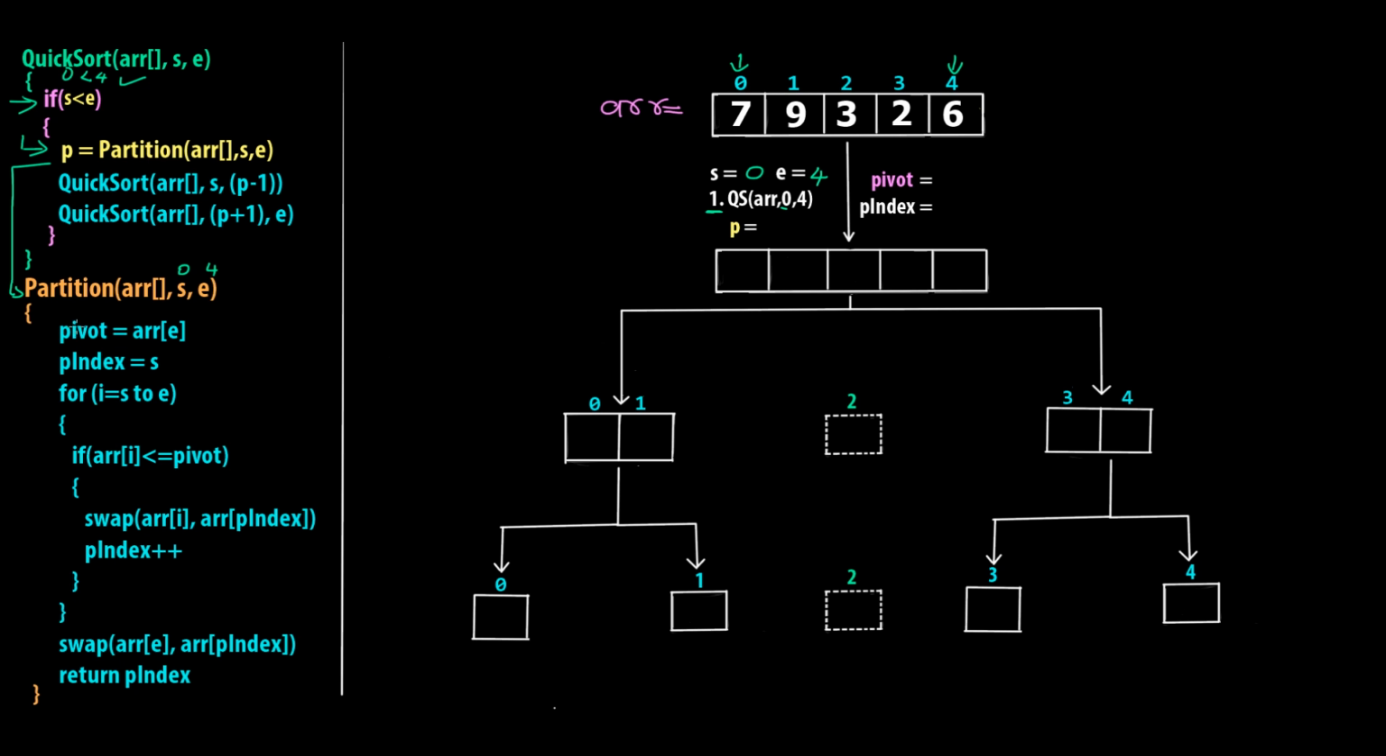Now, according to our mode of implementing QuickSort, remember we were saying the pivot that we are going to select is always going to be the end value of the array or subarray. In this case, ARR of E is ARR of 4 because E is 4, right? We've passed E as 4. So ARR of 4 is going to be what? 6. So for the first time, this is going to be our pivot value. So pivot I'm going to write over here is 6.